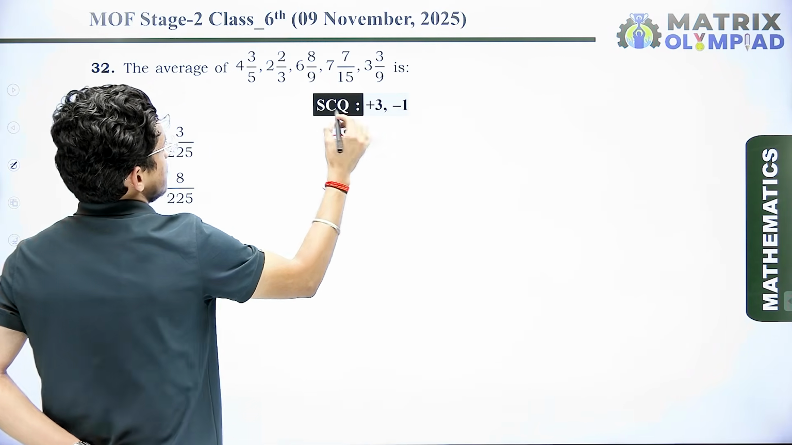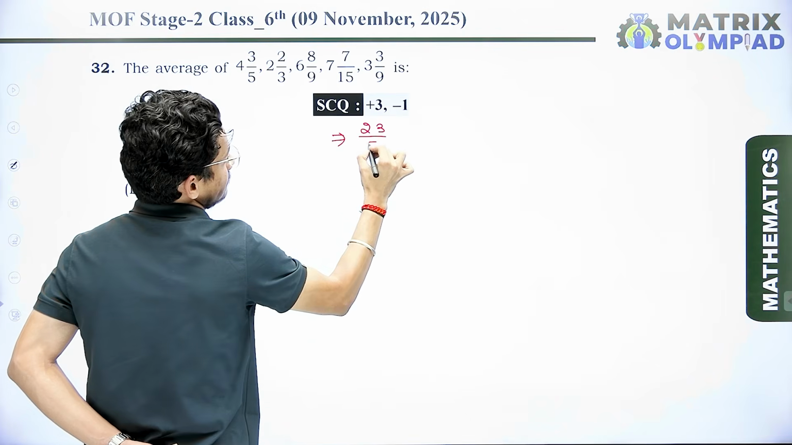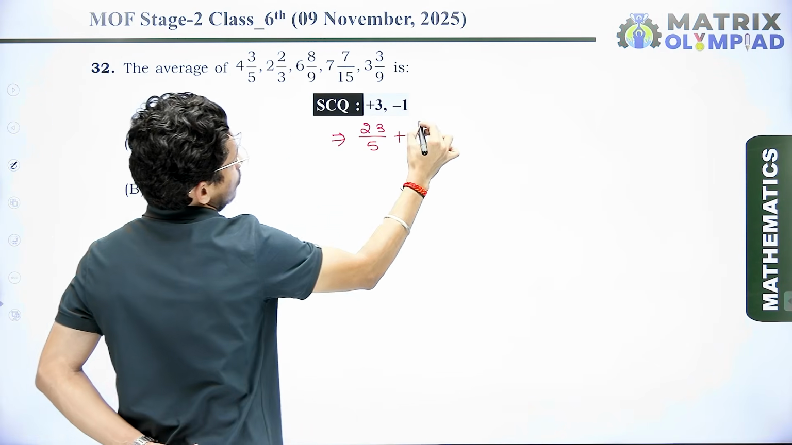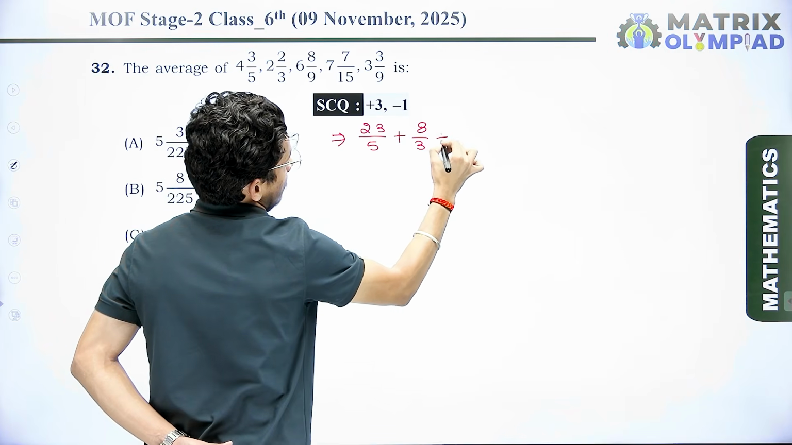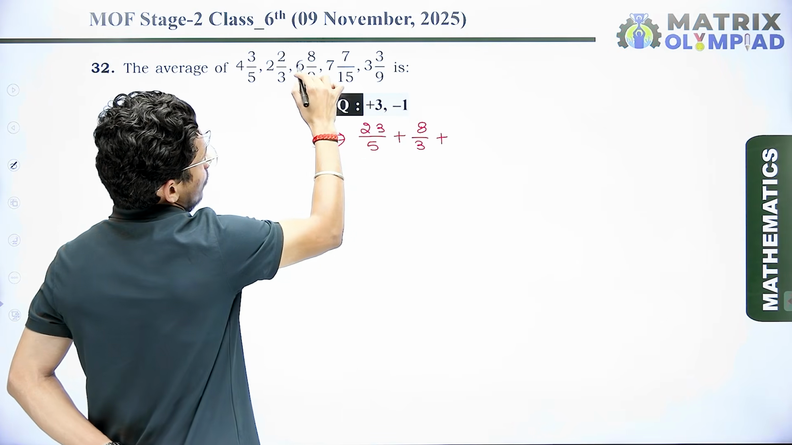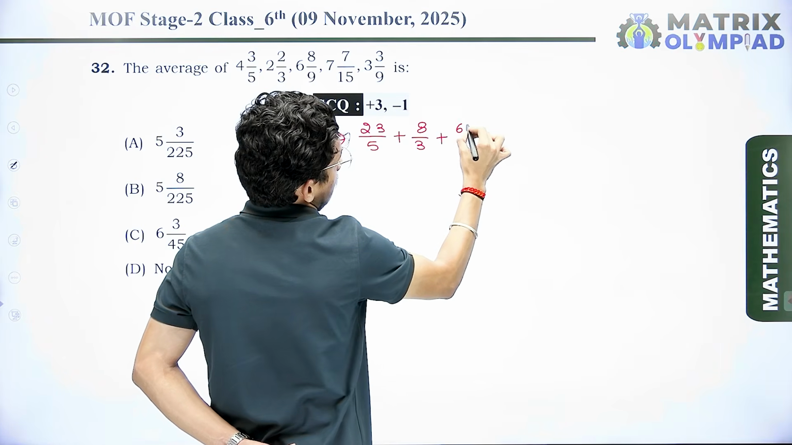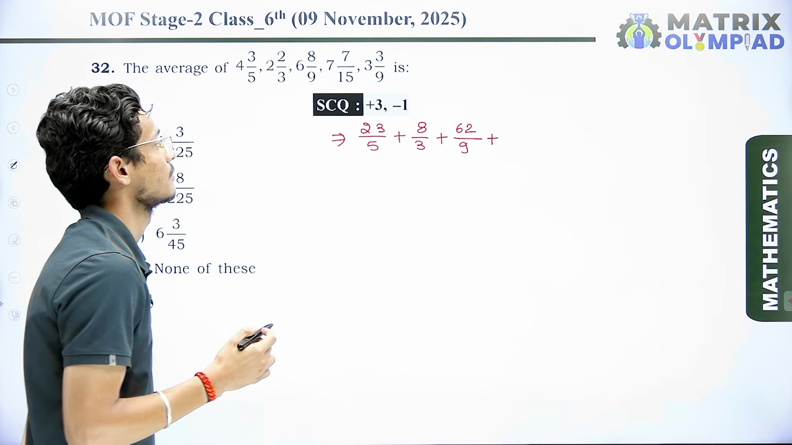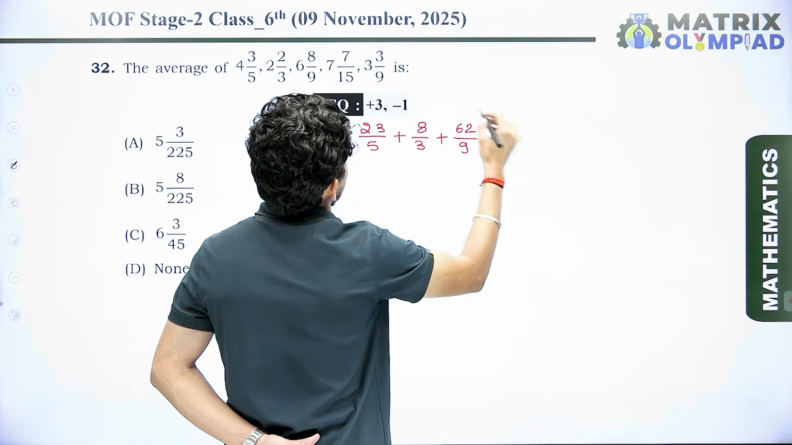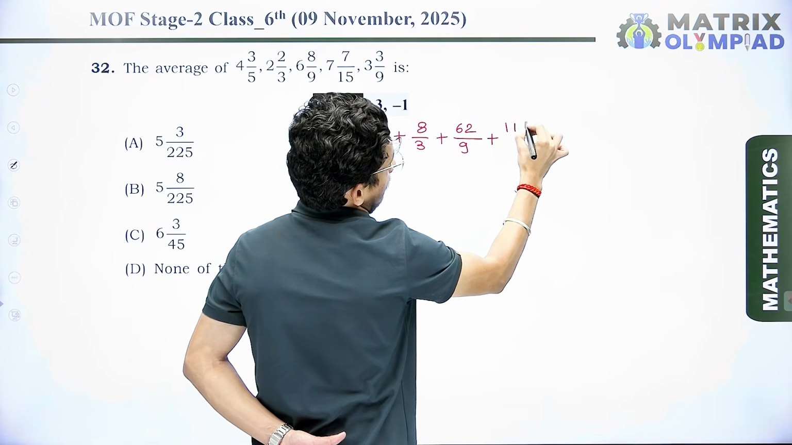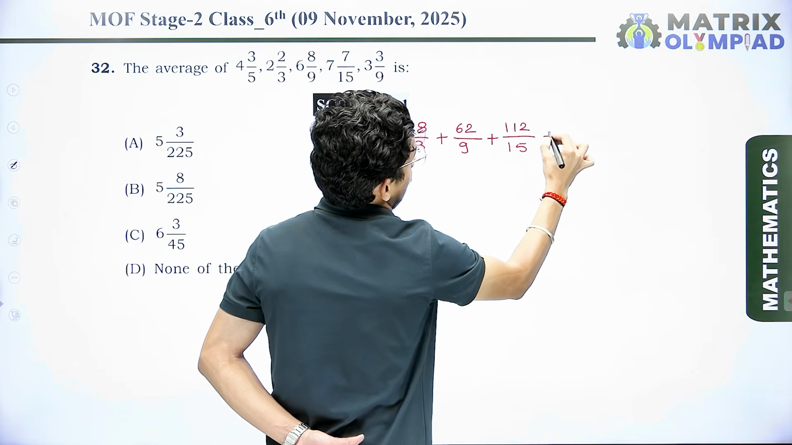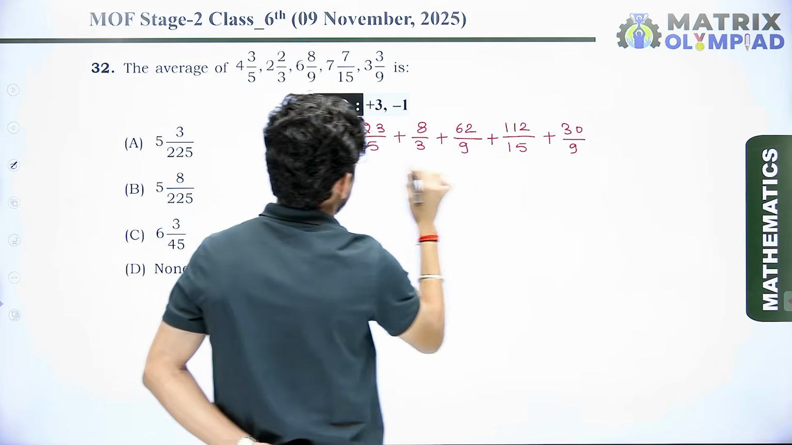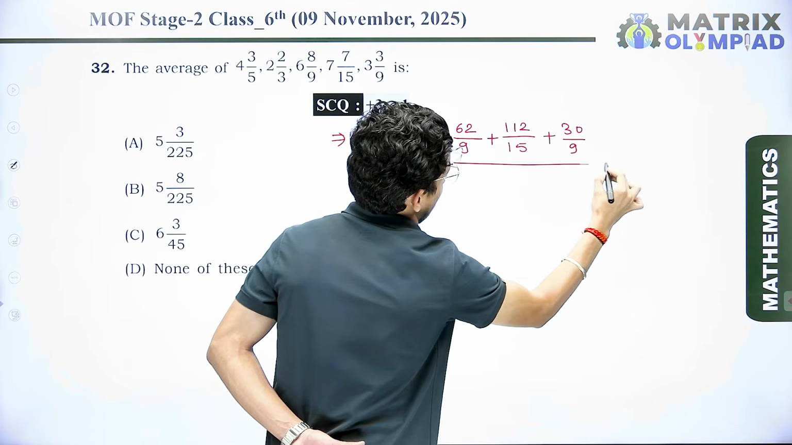5 times 4 is 20, 20 plus 3, 23 upon 5 plus 6, sorry, 3 times 2 is 6, 6 plus 2, 8 upon 3 plus 9 times 6 is 54, 54 plus 8, 62 upon 9 plus 15 times 7 is 105, 105 plus 7, 112 upon 15 plus 9 times 3 is 27, 27 plus 3, 30 upon 9. We know the sum of all observations divided by the number of observations.